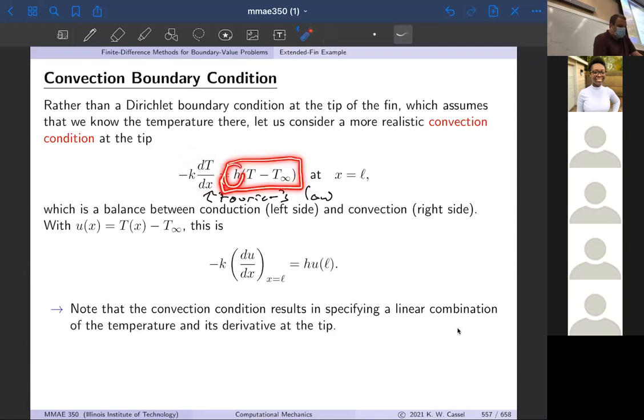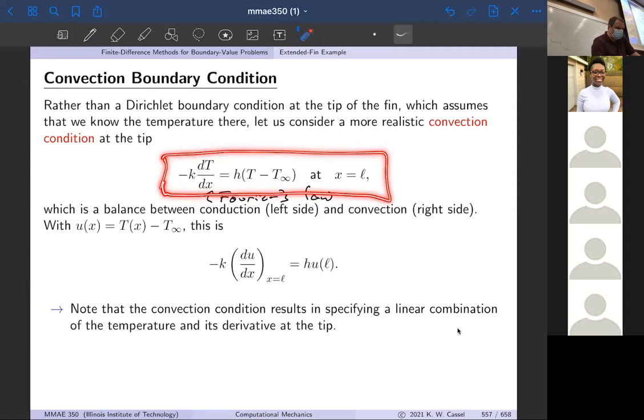Whenever you see an h, you know it has something to do with convection because that's our convective heat transfer coefficient. So h times the difference in temperature gives us how much convection is occurring. So the conduction out the tip is equal to the convection into the fluid from the tip. So this is a more appropriate boundary condition to apply at x equals L. As you'll see, it's called a Robin condition as opposed to a Dirichlet condition, or some people call it a mixed condition, for reasons that you'll see in a moment.